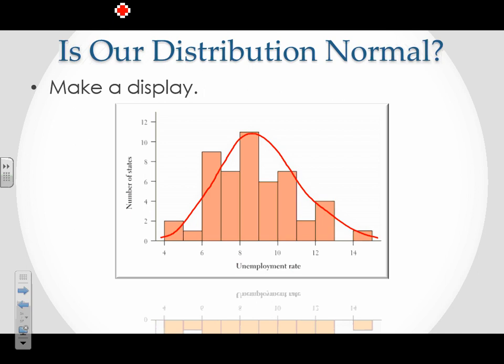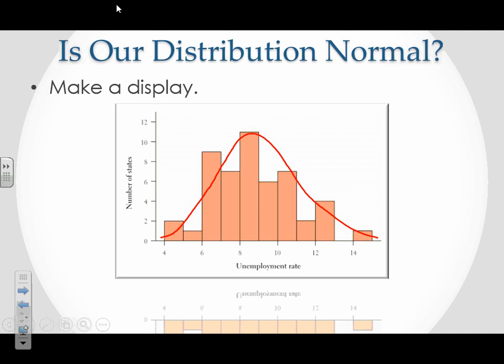Okay, and we're not looking for perfect. Obviously a curve's not going to fit boxed lines and things like that, but overall, does it appear to kind of follow that normal look, that bell shape? Okay, so that's basically what you're doing. You're just evaluating based on the picture, does it appear to be fairly normal? And then you'd make your conclusion.